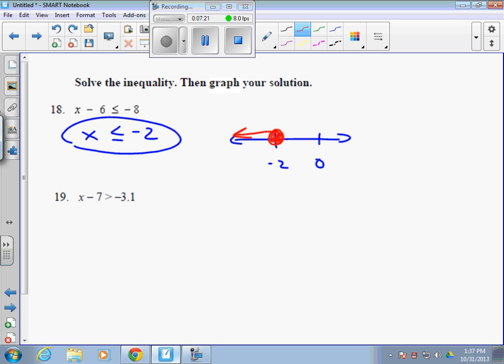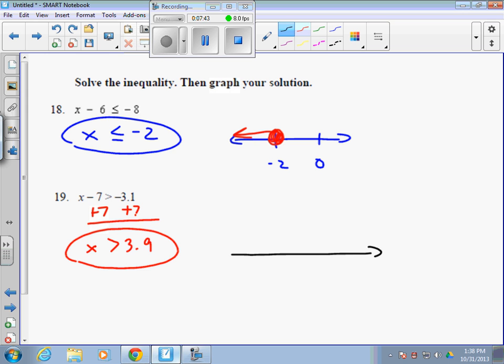Undo minus 7 on the other side by adding it. And you have x is greater than. You'd have to subtract these, because one's positive and one's negative. So 10 minus 1 would be 9, and 6 minus 3 would be 3. So you have 3.9 when you put them together. So x is greater than 3.9.